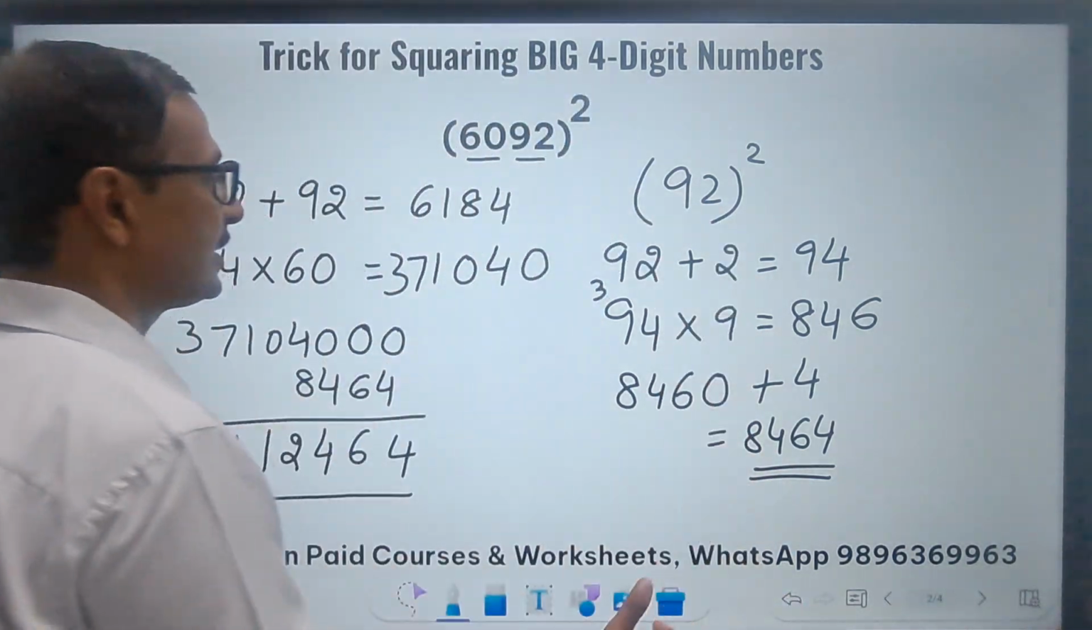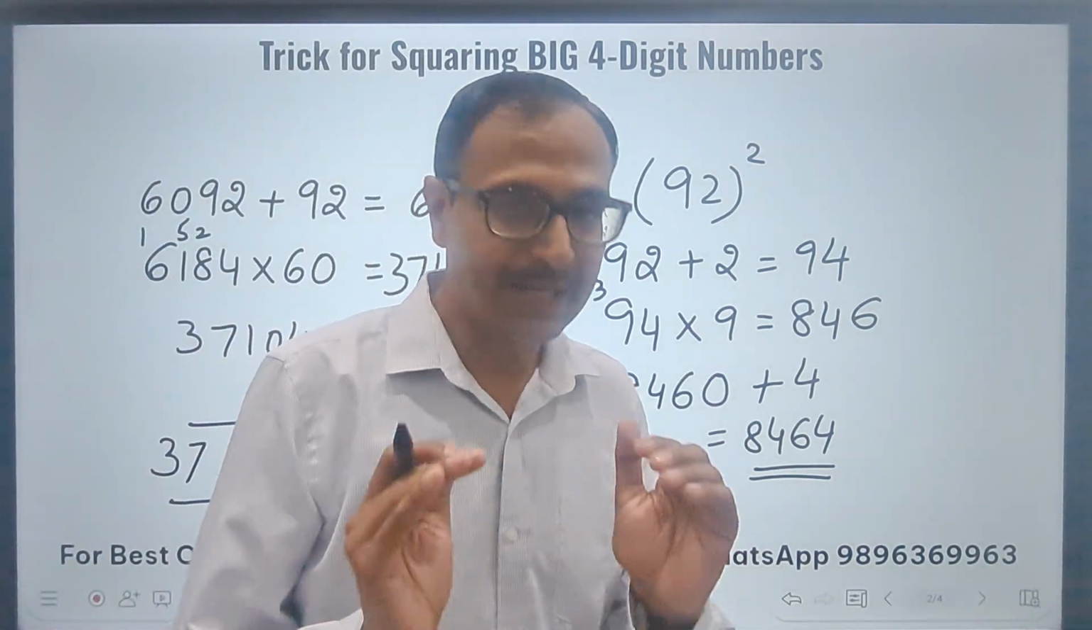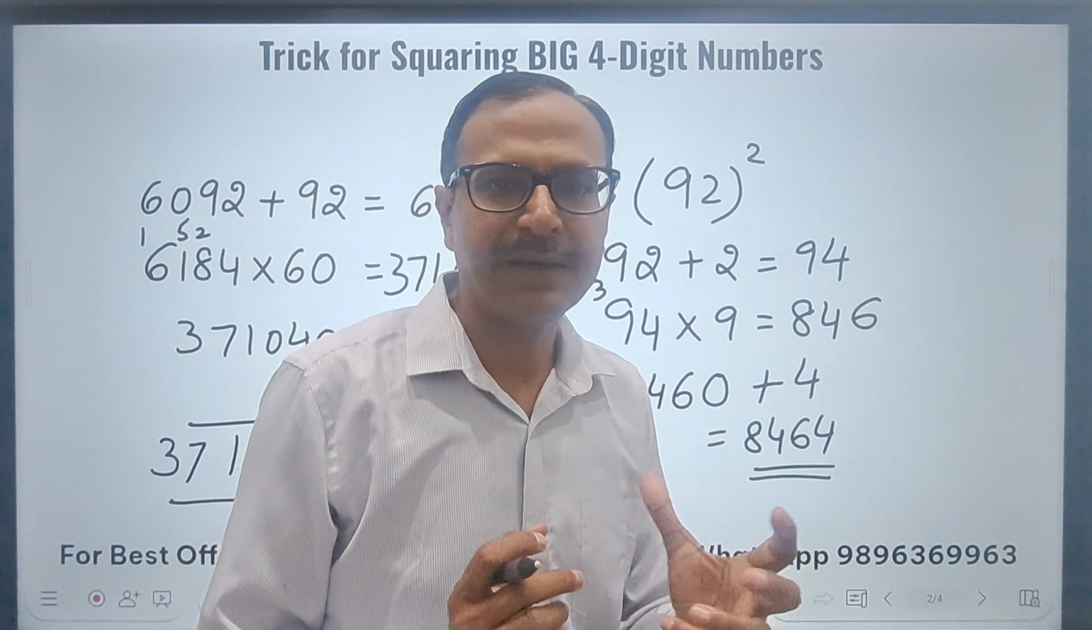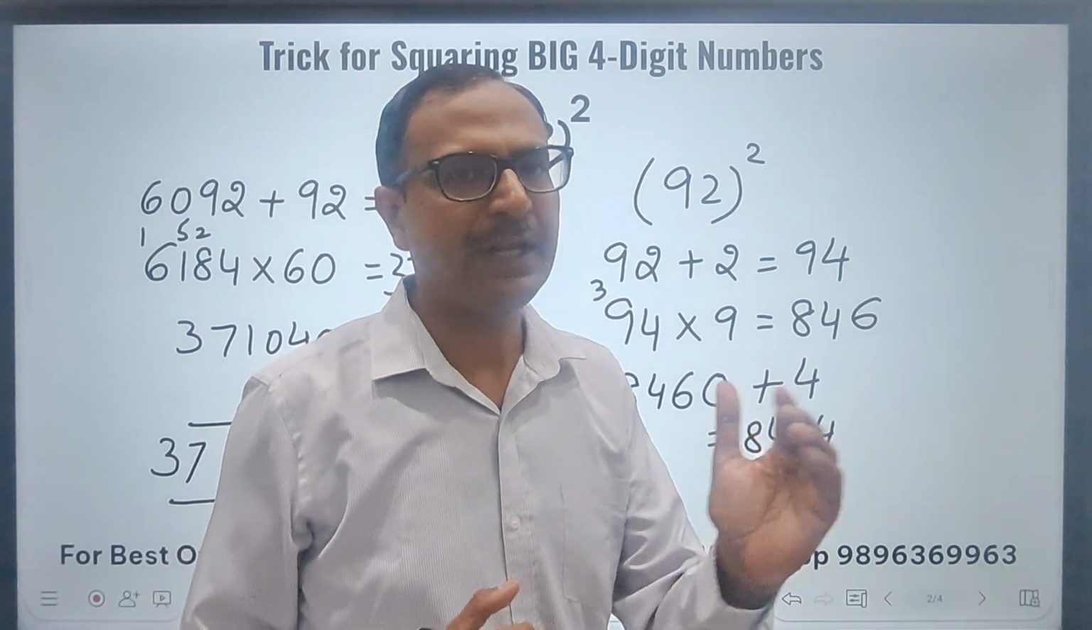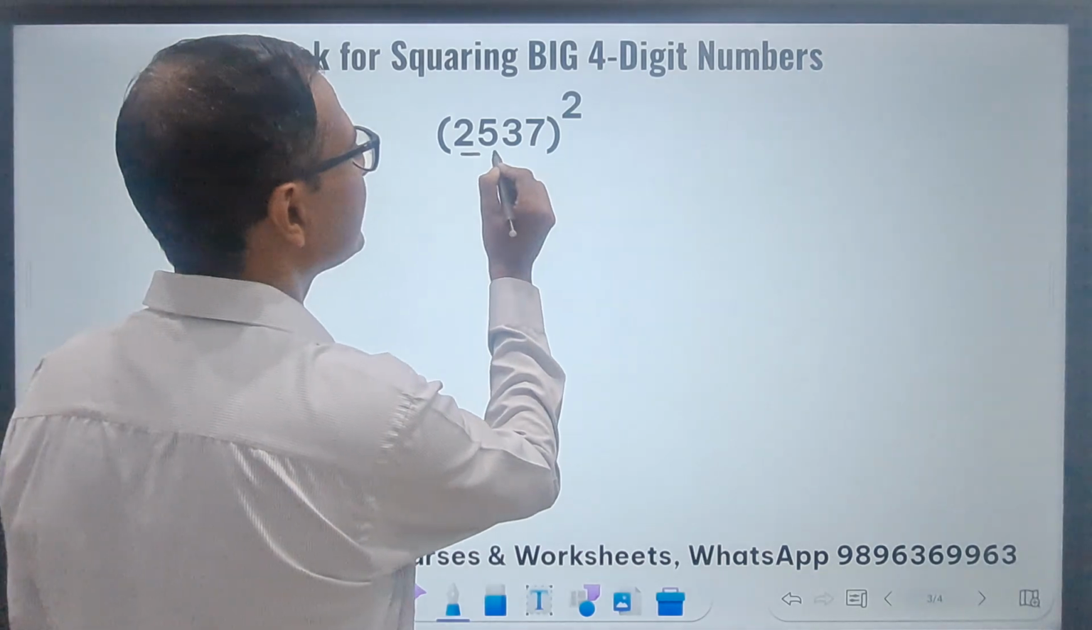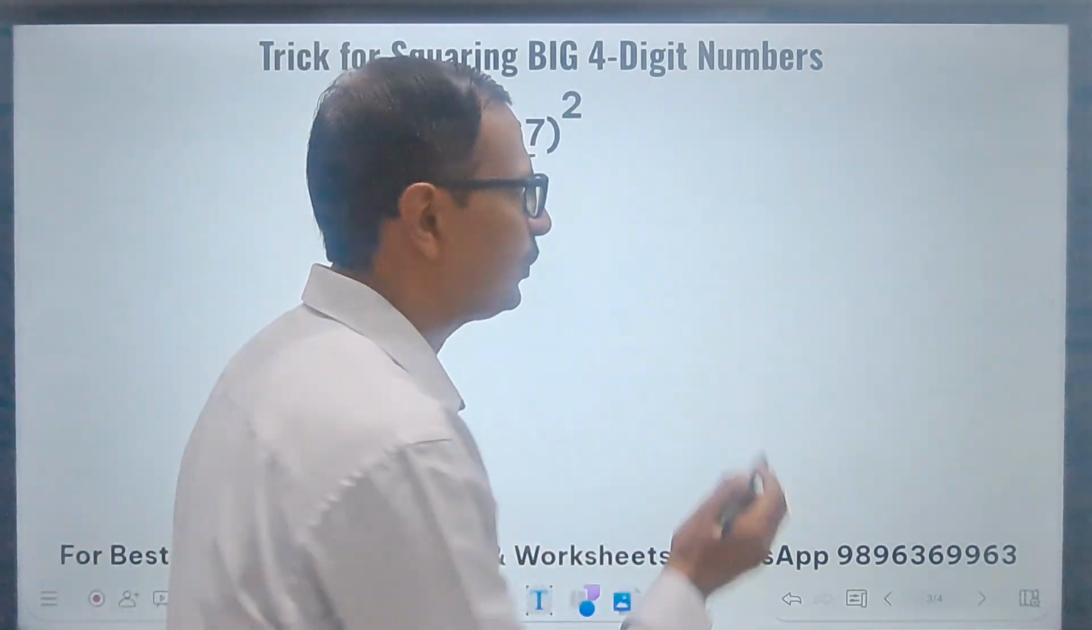Even if I have written all the steps, the time consumption is little less. And that's what happens, when you start practicing, the time limit automatically reduces. Let's see another question here. 2537. So now I'll be a little quicker, okay?